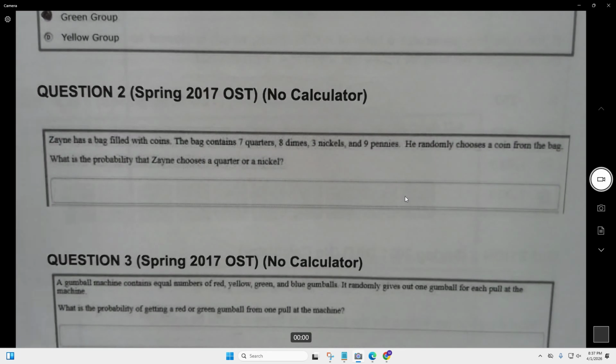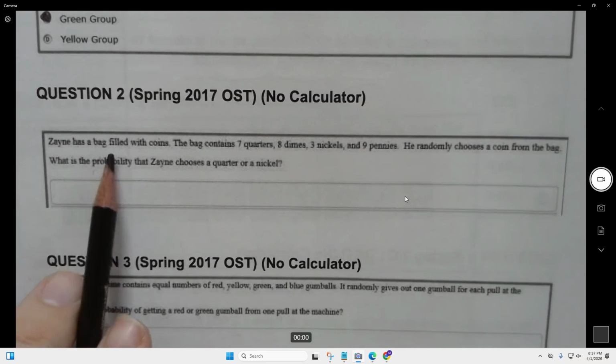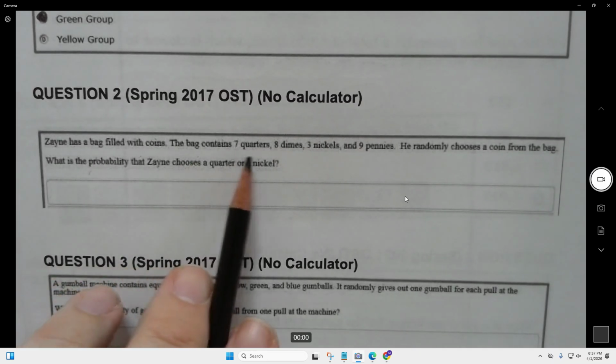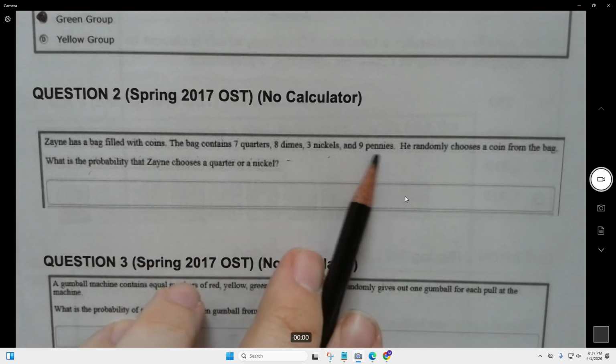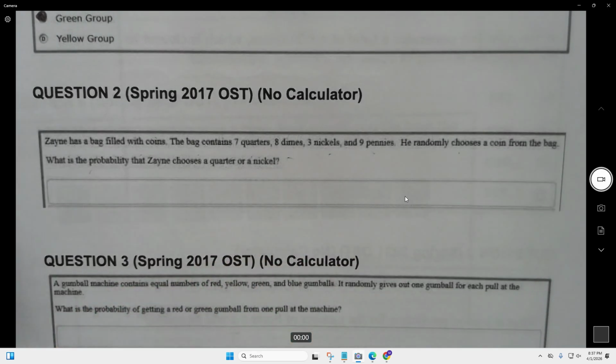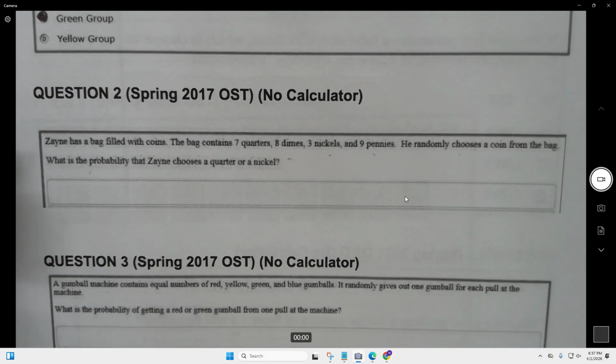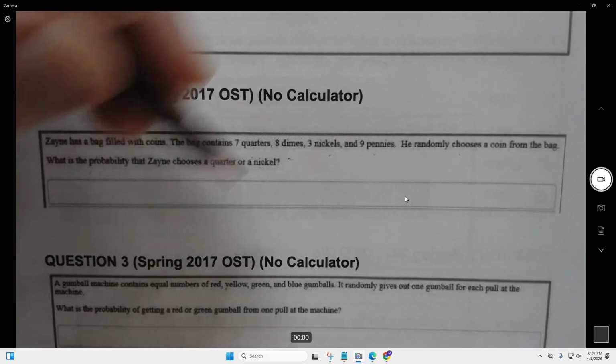Question 2, no calculator. Zane has a bag filled with coins. The bag contains 7 quarters, 8 dimes, 3 nickels, 9 pennies. He randomly chooses a coin from the bag. What is the probability that he chooses a quarter or a nickel?